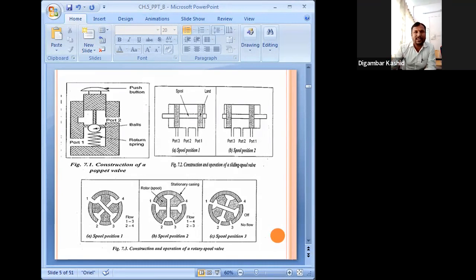And in the third position, you can see there is no flow. Fluid will come in from this one port, but it will not go outside because it is not connected to any further port. That means there is no flow. Getting it? These are the different positions of the spool. This is a rotary spool type.